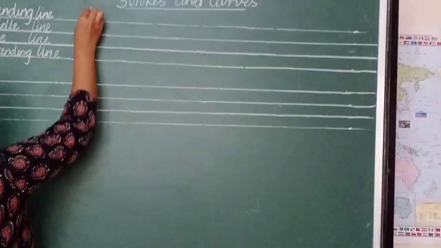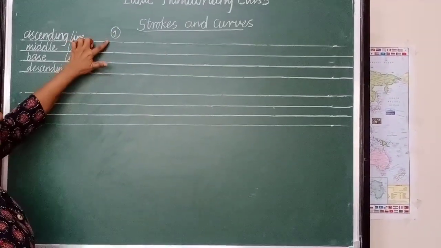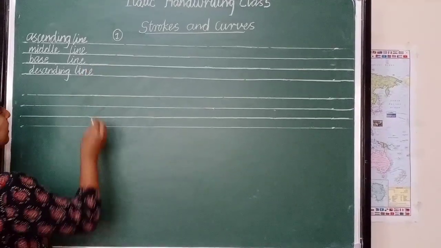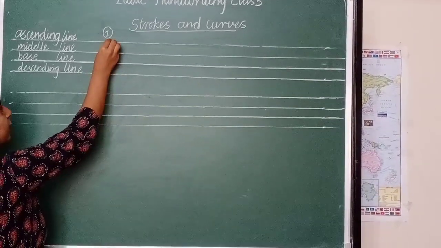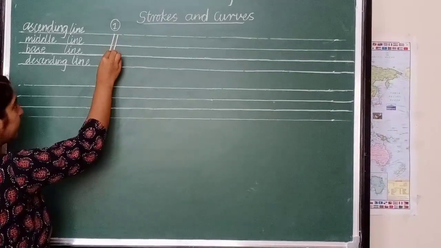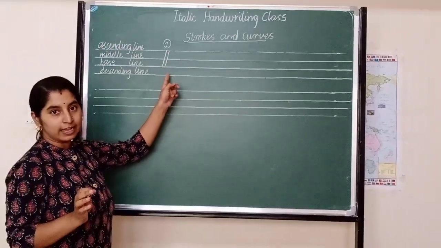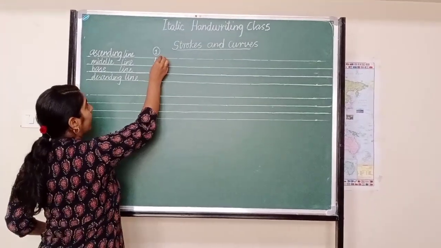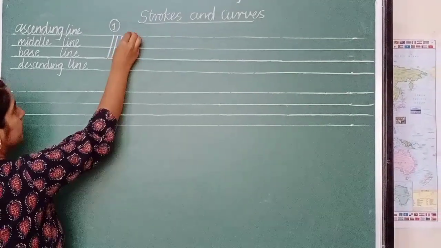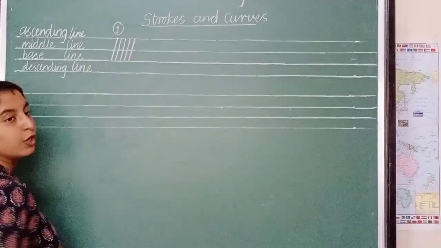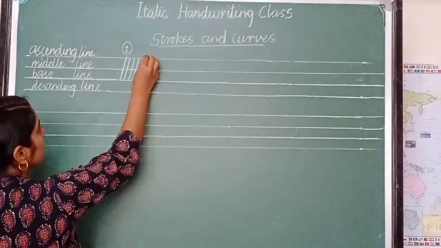The first stroke starts from the ascending line and stops at the base line. That is the first stroke. See here. It has to start from the ascending line and touch the base line. Friends, you should not take a scale and draw the lines. You have to use your hand and draw like this. Same way, friends, you should do like this on the whole page.